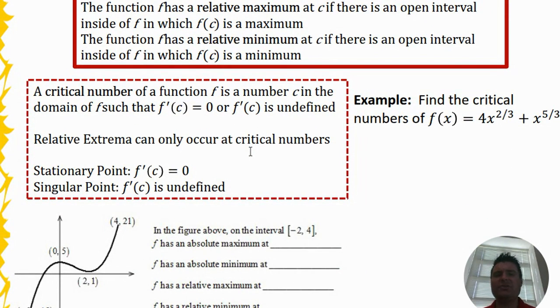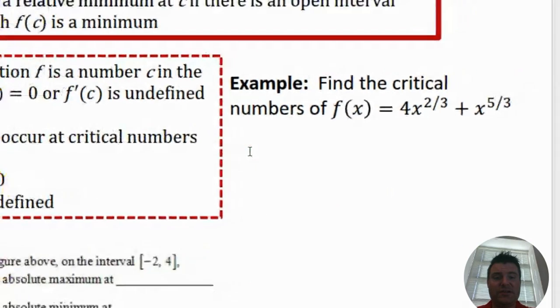Big thing here is critical points for calculus. A lot of what we do is finding critical points. So a critical number is a number where you set the derivative equal to 0 and you can find the critical point, or when the derivative is undefined. A lot of people forget about that undefined part. Relative extrema can only occur at critical numbers, and some vocab for you. A critical point is a stationary point if the derivative is equal to 0. It's a singular point if the derivative is undefined. Many people forget about those singular points.